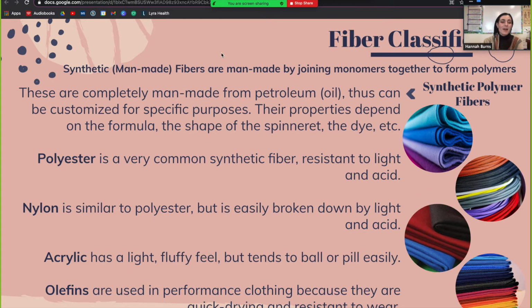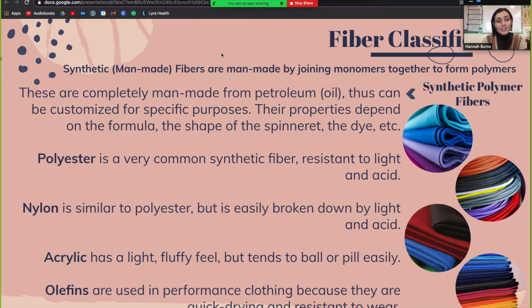So, learning about another form of synthetic fibers, these are synthetic polymer fibers. These are completely man-made, versus the ones before, which were made from cellulose. These are instead made from petroleum or oil, and we can customize these even more for our specific purposes. Their properties depend on the formula, the shape of the spinneret, the dye that's used, pretty much everything that goes into the process of making the different fibers.